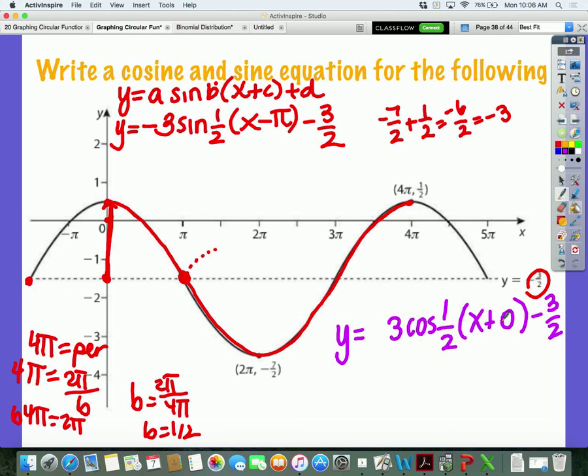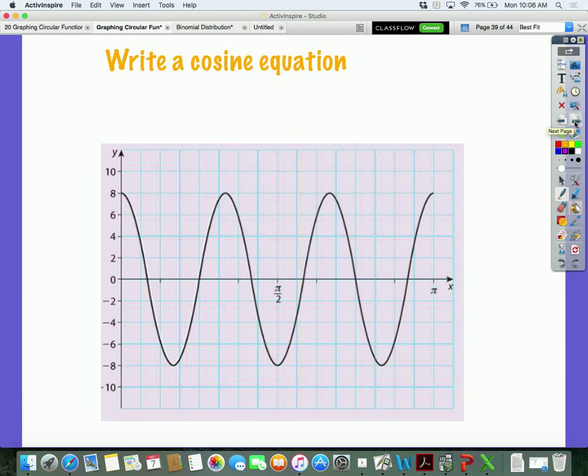You're going to try some on your own, on your whiteboards. I want you to write a cosine function for this graph. I know I have y equals a cosine b x plus c plus d. Did I have any vertical shifting? No. So I have no d. Did I have any horizontal shifting left or right? No. So really, I only had to figure out what a was and what b was.